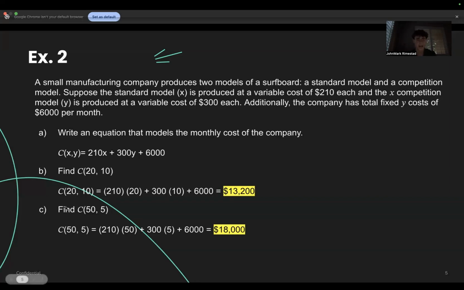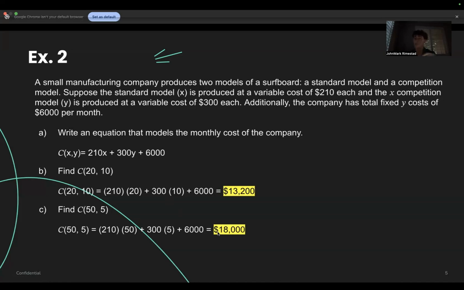Next, same type of method. You're finding C(50,5), right? Which is the 50 is in the X spot, so we're going to put it in that X. The 5 is in that Y, we're going to put it in that Y. 210 times 50, plus 300 times 5, plus 6,000 equals 18,000.